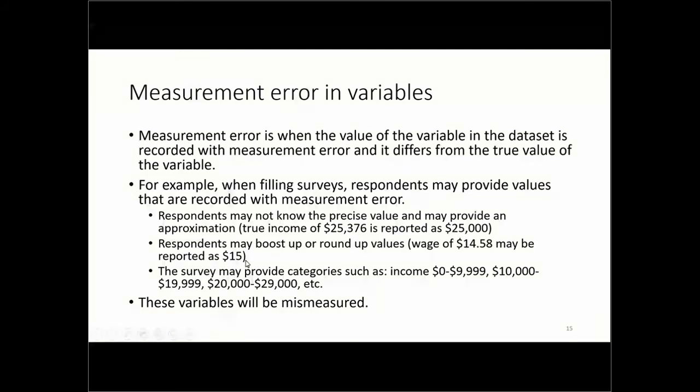And another way in which measurement error occurs is that if the survey provides categories such as income is measured in intervals from 0 to 9,999, from 10,000 to 19,999, and so forth. So in this case, we would have measurement error because we would not know the true value. We would just have that it's somewhere within that range. So all these variables that are reported like that will be mismeasured. So that happens very frequently in economic analysis. So what do we do?